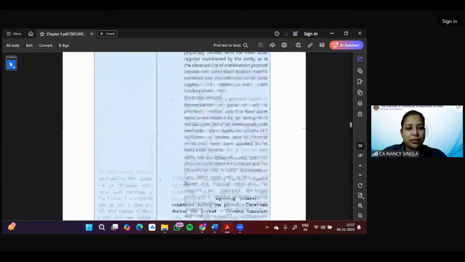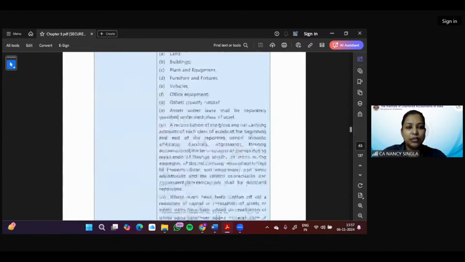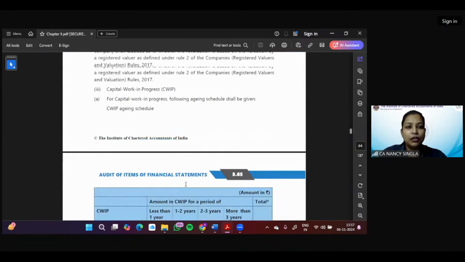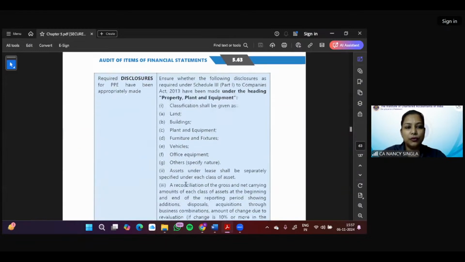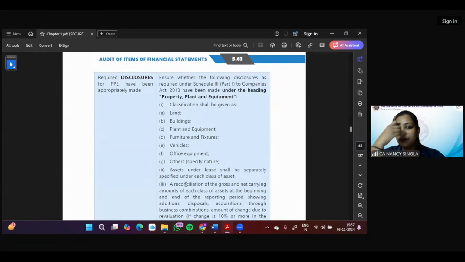Now we are left with the disclosure requirements with respect to your PPE. Let us do that topic from the module. We are on page number 5.63. Quickly send in your replies, whether it is clear, and also whether you have any doubts.